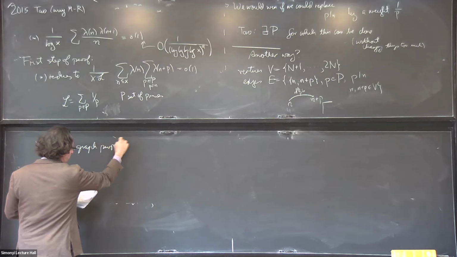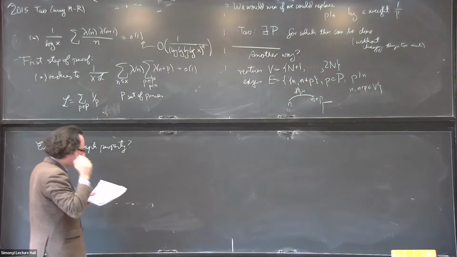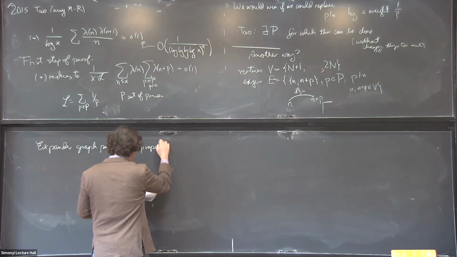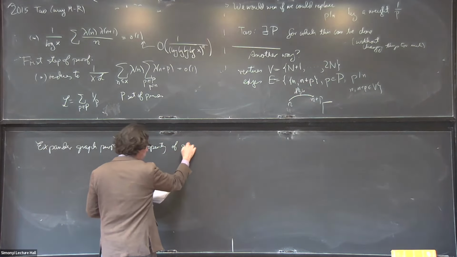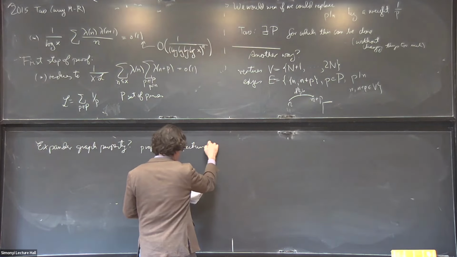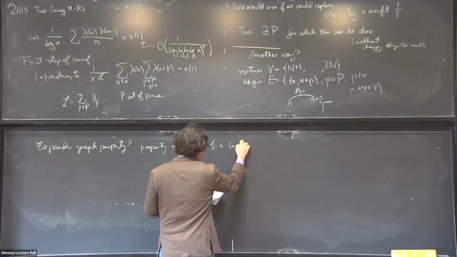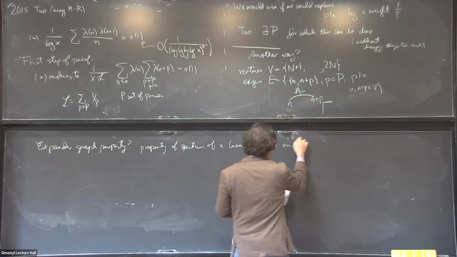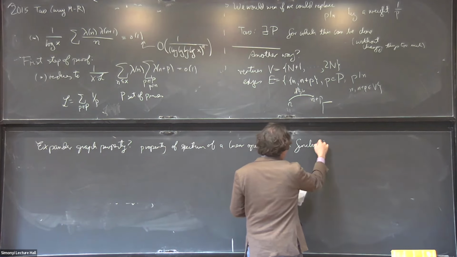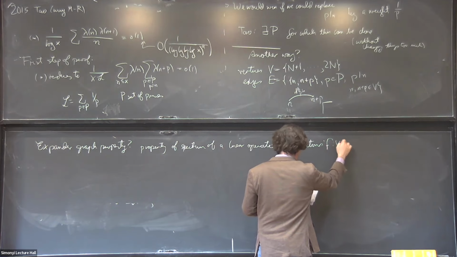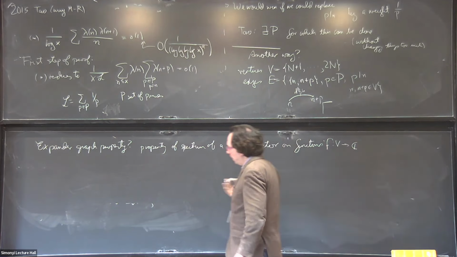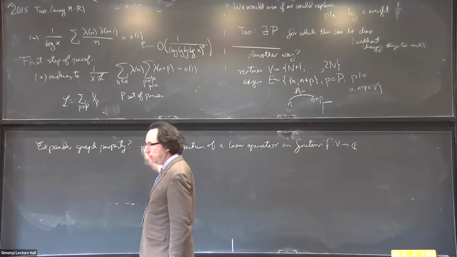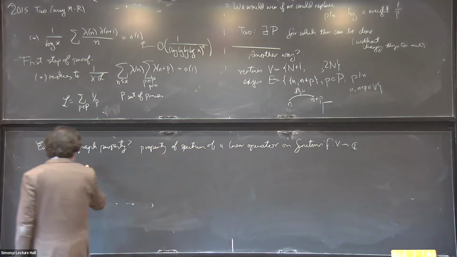I will be a bit more precise about this and about how we have to modify the definition, but the kind of property it is a property of the spectrum of a linear operator of functions. Not on the set of vertices of a graph, but into the complex numbers. And there are three equivalent definitions of this. Basically, this is one of them, which is very useful and the one we will use.